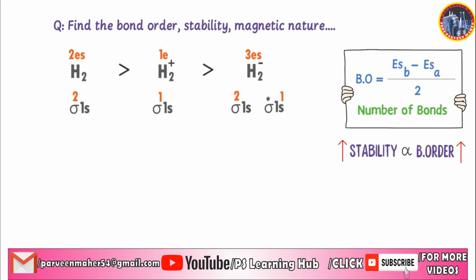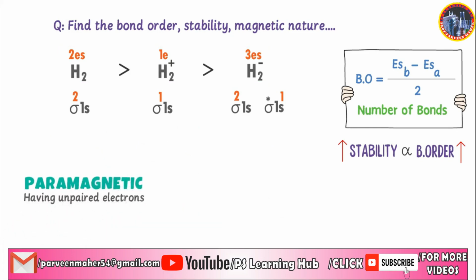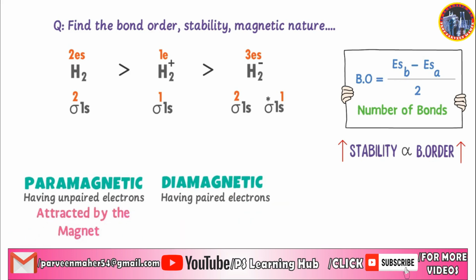Well, a molecule is paramagnetic if it has unpaired electrons, while a molecule is diamagnetic if it has paired electrons. Paramagnetic means that it is attracted by a magnet, while diamagnetic means that it is repelled by a magnet.